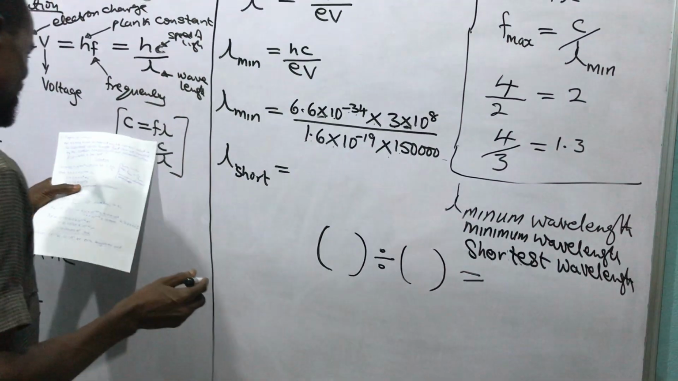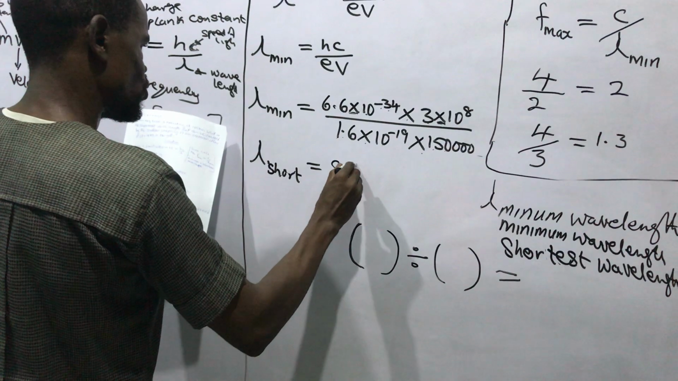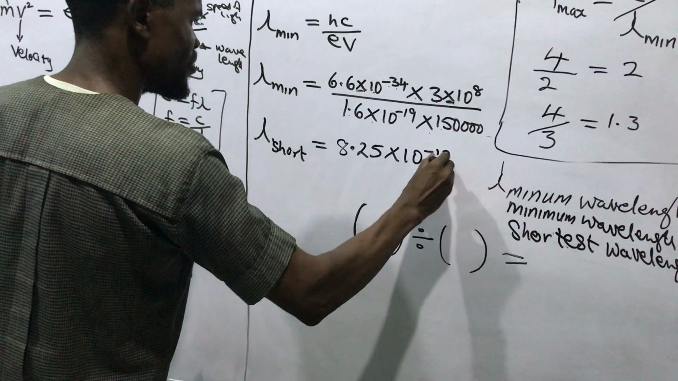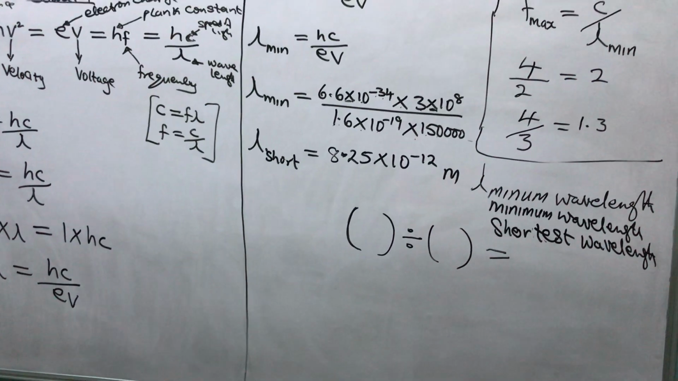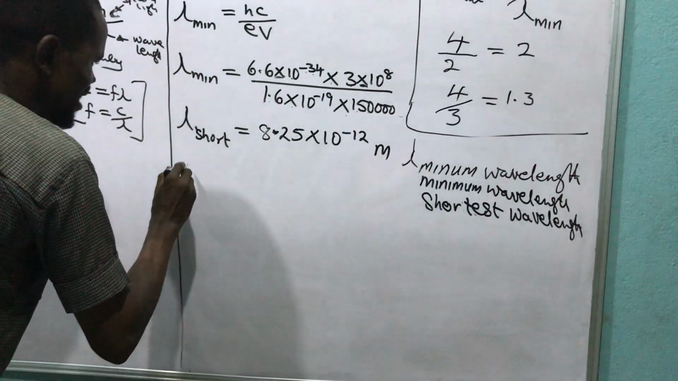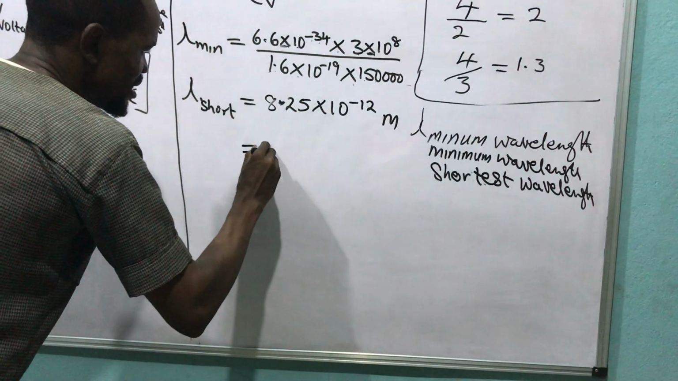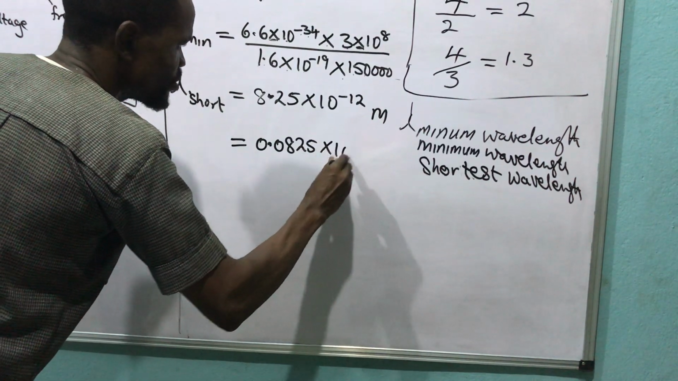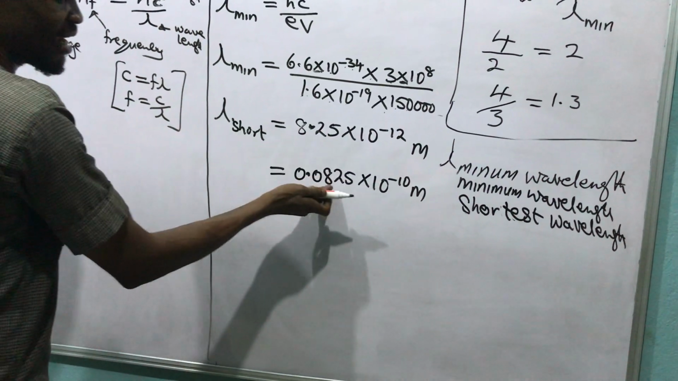What you are going to see is 8.25 times 10 raised to power minus 12 meter. That's what you are going to see there. When you have seen that, that's our answer. This answer can also be written as 0.0825 times 10 raised to power minus 10. Do you agree with me? I can write this answer this way.